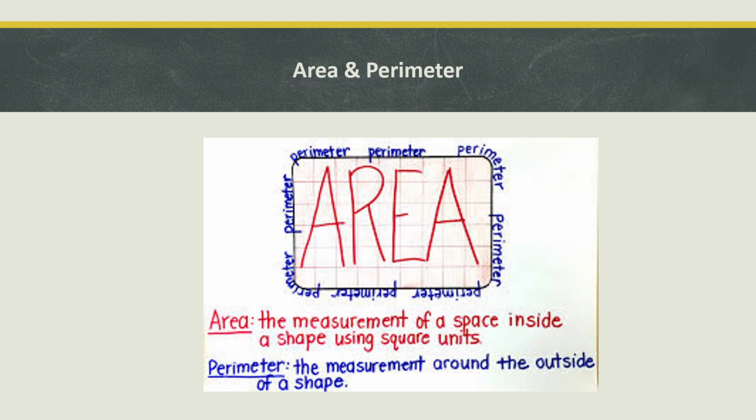Let's recall area and perimeter. What is basically area? The measurement of the space inside a shape, or the space occupied by any object, using square units, is called area. And what about perimeter? The outer boundary of any object, or the measurement around the side of an object, is called perimeter. Now let's proceed further.